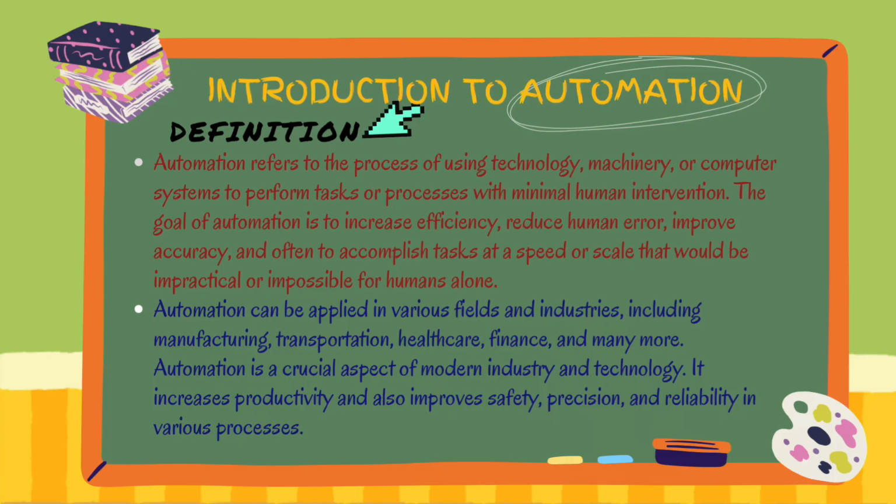Now let's move to slide 10, definition of automation. Automation refers to the process of using technology, machinery, or computer systems to perform tasks or processes with minimal human intervention. The goal of automation is to increase efficiency, reduce human error, improve accuracy, and often to accomplish tasks at a speed or scale that would be impractical or impossible for humans alone.